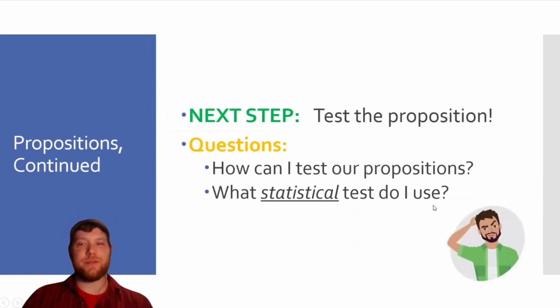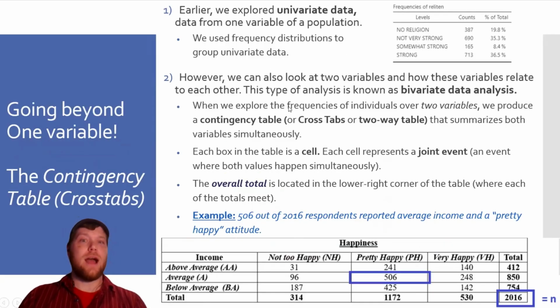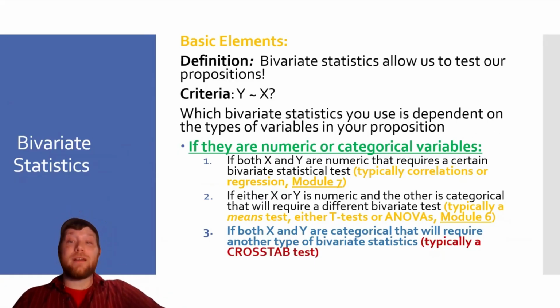So let's test our propositions. We'll try to look at the idea of basic statistics. Bivariate statistics allow us to test our proposition. The criterion is: how is y related to x? The type of bivariate statistics you use is dependent on the types of variables in your proposition.